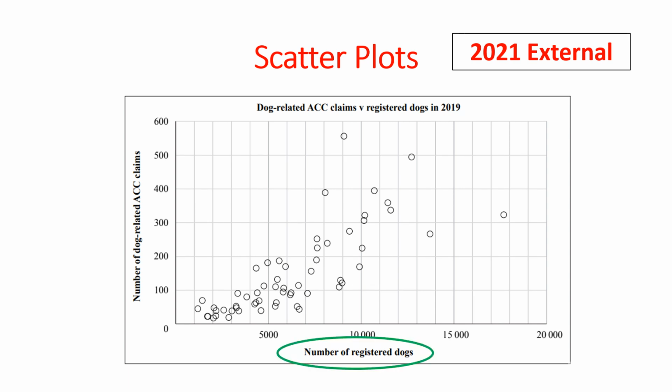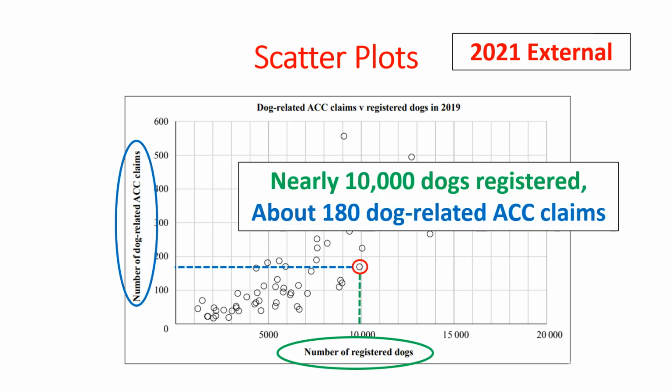This graph has the number of registered dogs on the x-axis per council and the number of dog-related ACC claims, the number of injury claims from dogs. And notice the data was taken from the year 2019. Look at this example. This point here represents a council like perhaps the Porirua City Council that has nearly 10,000 dogs registered, and that year they had about 180 dog-related injury ACC claims.